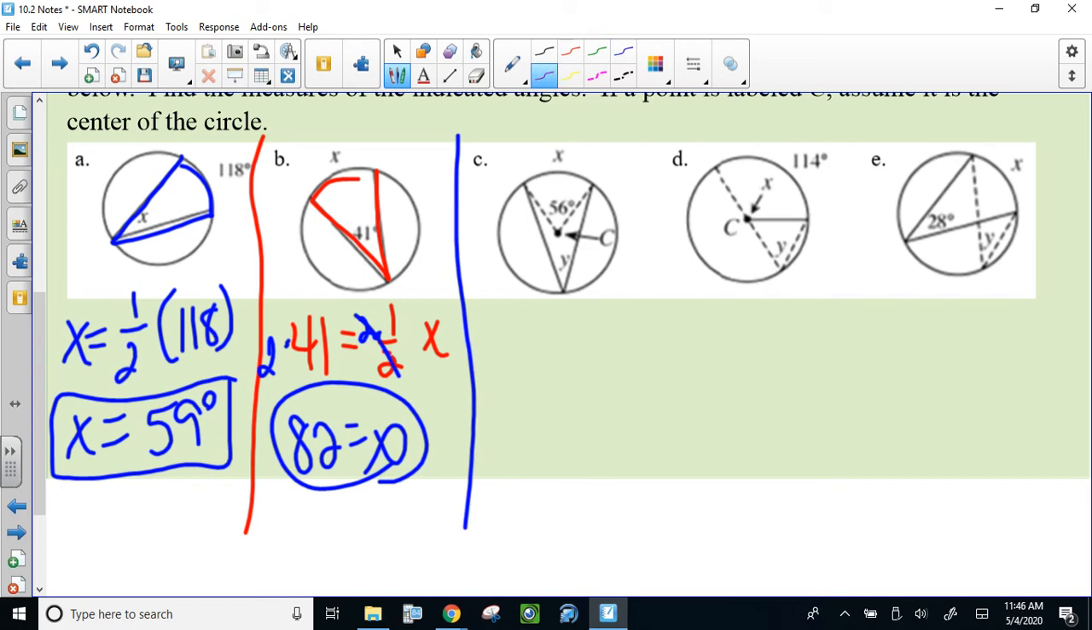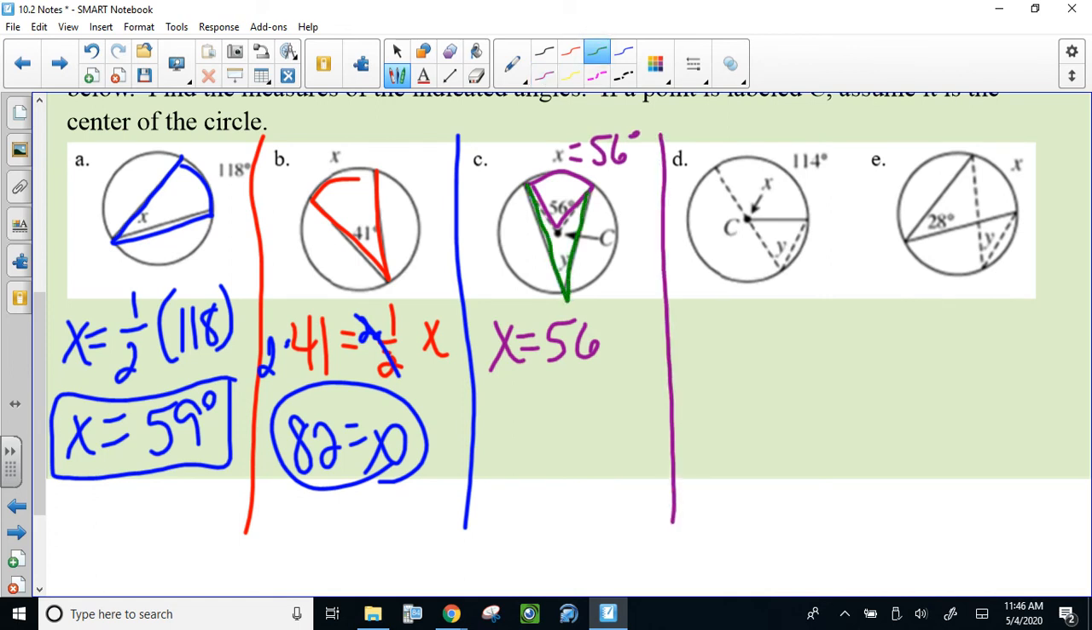Okay, what about part C? Now we have two things here. X is the arc, and we can see that its central angle is 56, which means that the arc is also 56. And then how would we find the inscribed angle? Well, the inscribed angle is half of its arc, and since the arc is 56, then y must be half of that, so y must be 28.